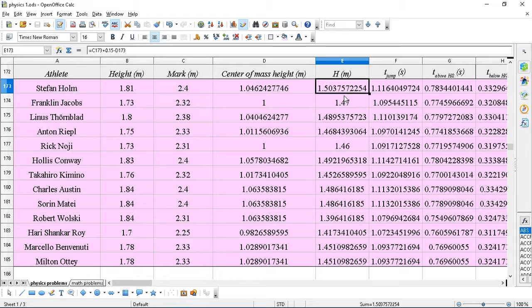Here we have the calculation of the altitude of the jump, which is basically the altitude given by the mark minus the center of mass height, plus an assumption made here that the center of mass would be passing about 15 centimeters above the bar corresponding to the mark when the athlete passed over the bar. So these are the estimates for all the athletes.